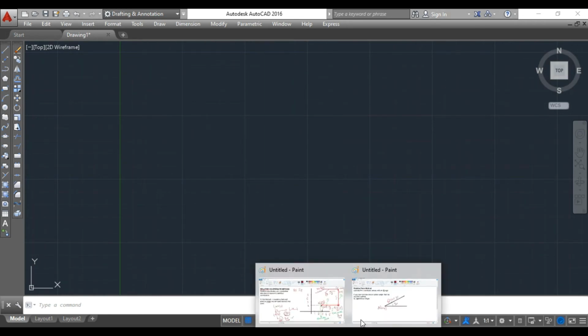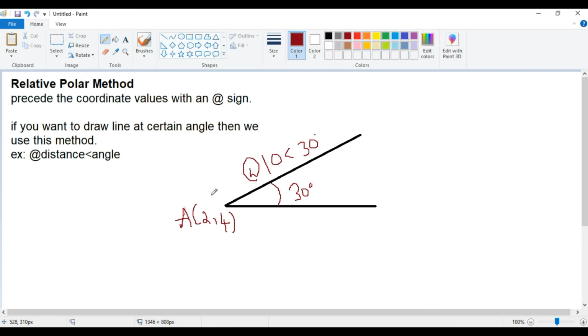Now I will move on to one more method, that is the relative polar method. This is your third method, right? Under this, if you want to draw a line at a certain angle, this is the baseline or reference line I have taken to check whether it is 30 degrees or not. Or else you don't need to write this one, you won't take the reference line. If you want to check, then we require this line, or else you are not going to get the angle between these two lines, right?